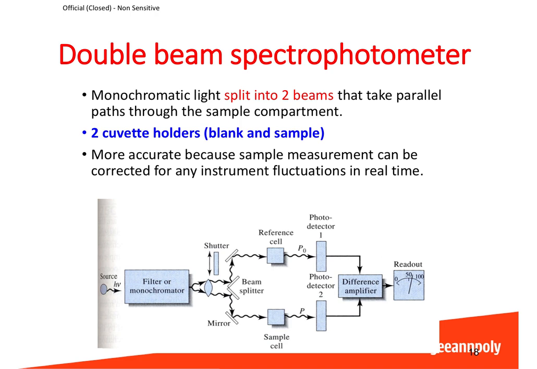Let's say during the experiment there is some slight fluctuation in the intensity of the light source. In a single beam spectrophotometer, it might be wrongly recorded as an increased absorbance when actually the problem was with the light source. But for a double beam spectrophotometer, since there is always a comparison with a reference cell or the blank, then any fluctuations would be corrected for immediately.